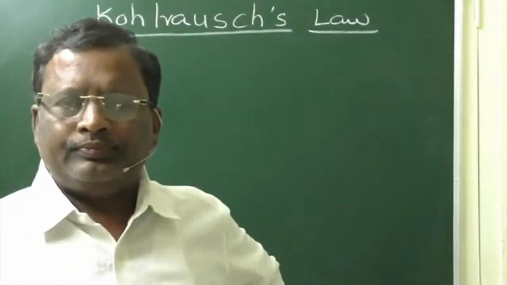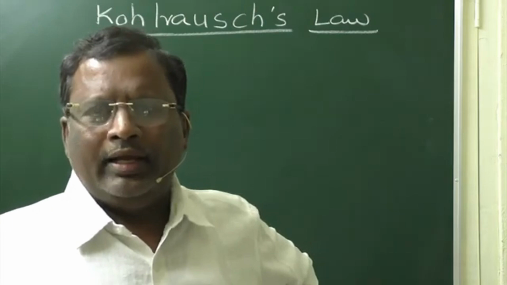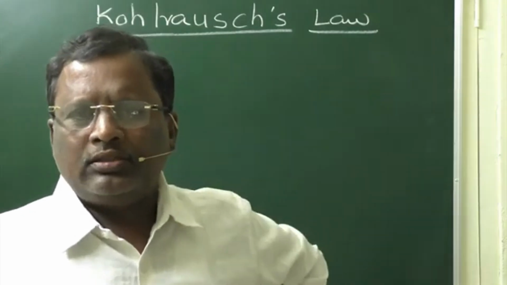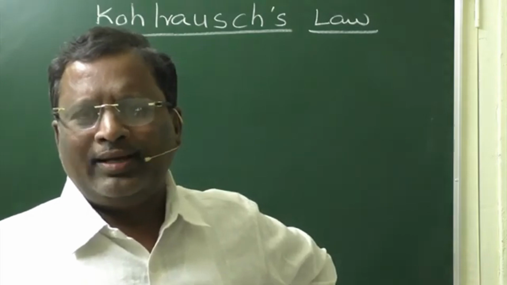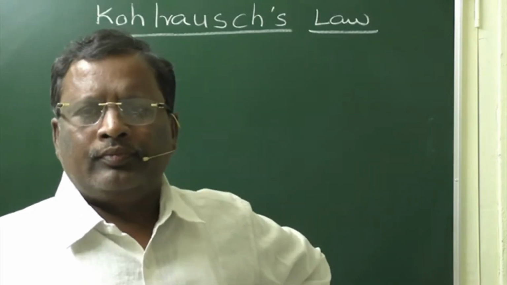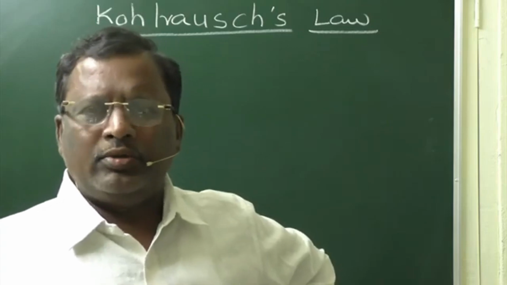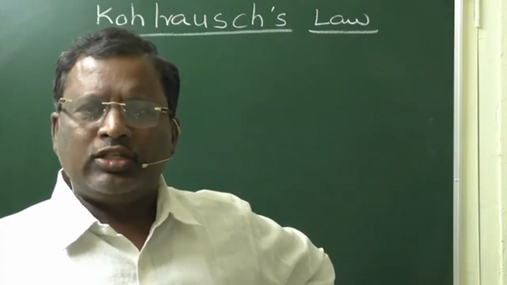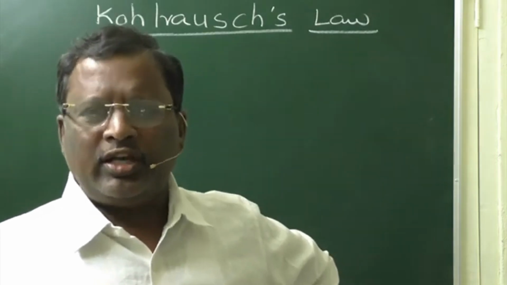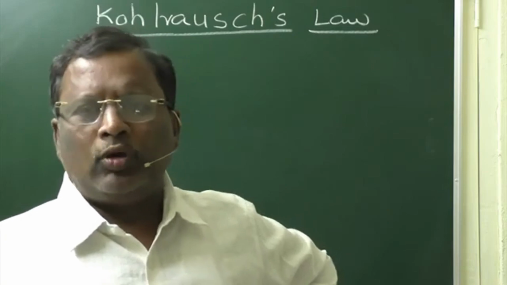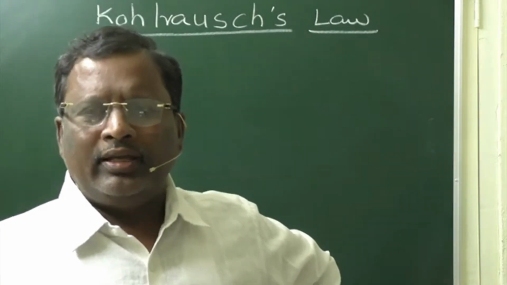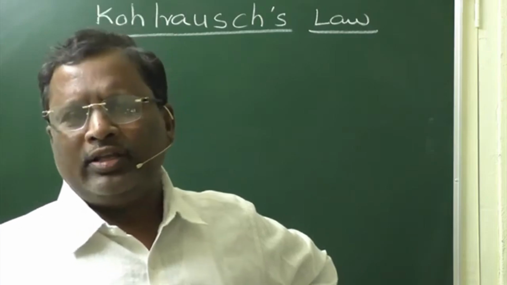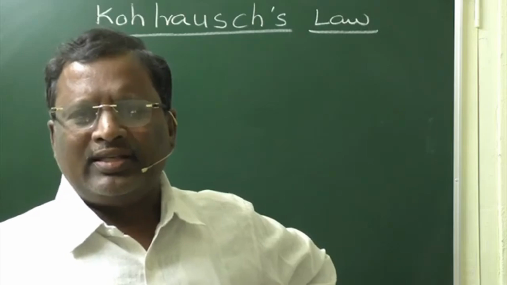Kohlrausch proposed that any electrolyte at its infinite dilution, each ion contributes a specific amount of molar conductivity, irrespective of the other ion with which it is associated. At infinite dilution, the constituent positive and negative ions each contribute a specific amount of molar conductivity. So, the total molar conductivity of an electrolyte is equal to the sum of the molar conductivities of the constituent ions present in it.